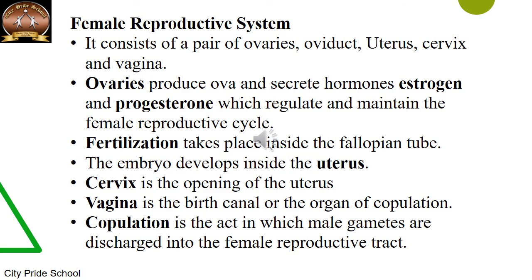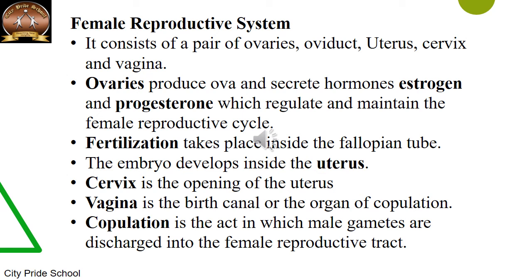Now let's review what we discussed with the diagram. It consists of a pair of ovaries, oviducts (the oviduct is the fallopian tube), uterus, cervix, and vagina. Ovaries now. What's the function of the ovary? It helps in the production of ova and secretes hormones like estrogen and progesterone, which regulate and maintain the female reproductive cycle.